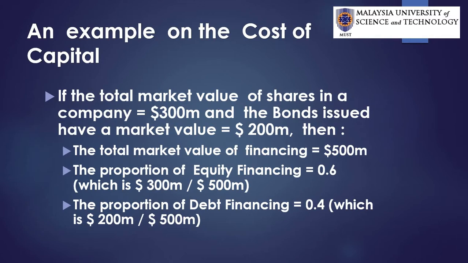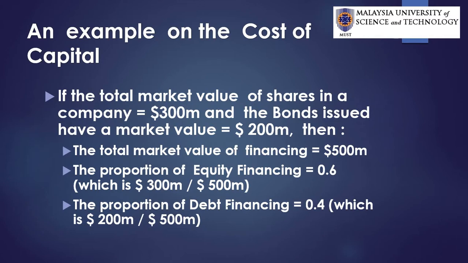Let us say the total market value of shares in a company is 300 million and the bonds issued have a market value of 200 million. Then the total market value of the long-term capital is 500 million, that is 300 million plus 200 million. The proportion of equity is 0.6, which is 300 million divided by 500 million. And the proportion of debt financing is 0.4, which is 200 million divided by 500 million.